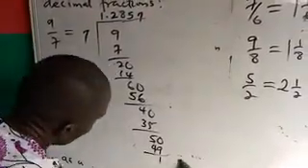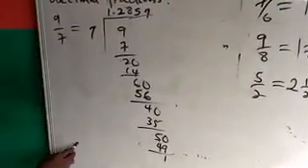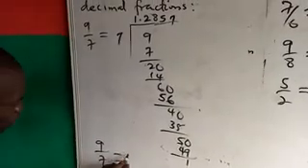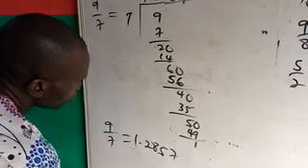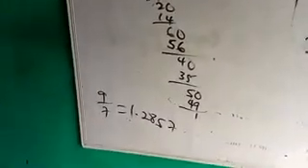I cannot conclude and say that 9 over 7 is equal to 1.2857. We'll just continue. Therefore, this one is a decimal fraction.